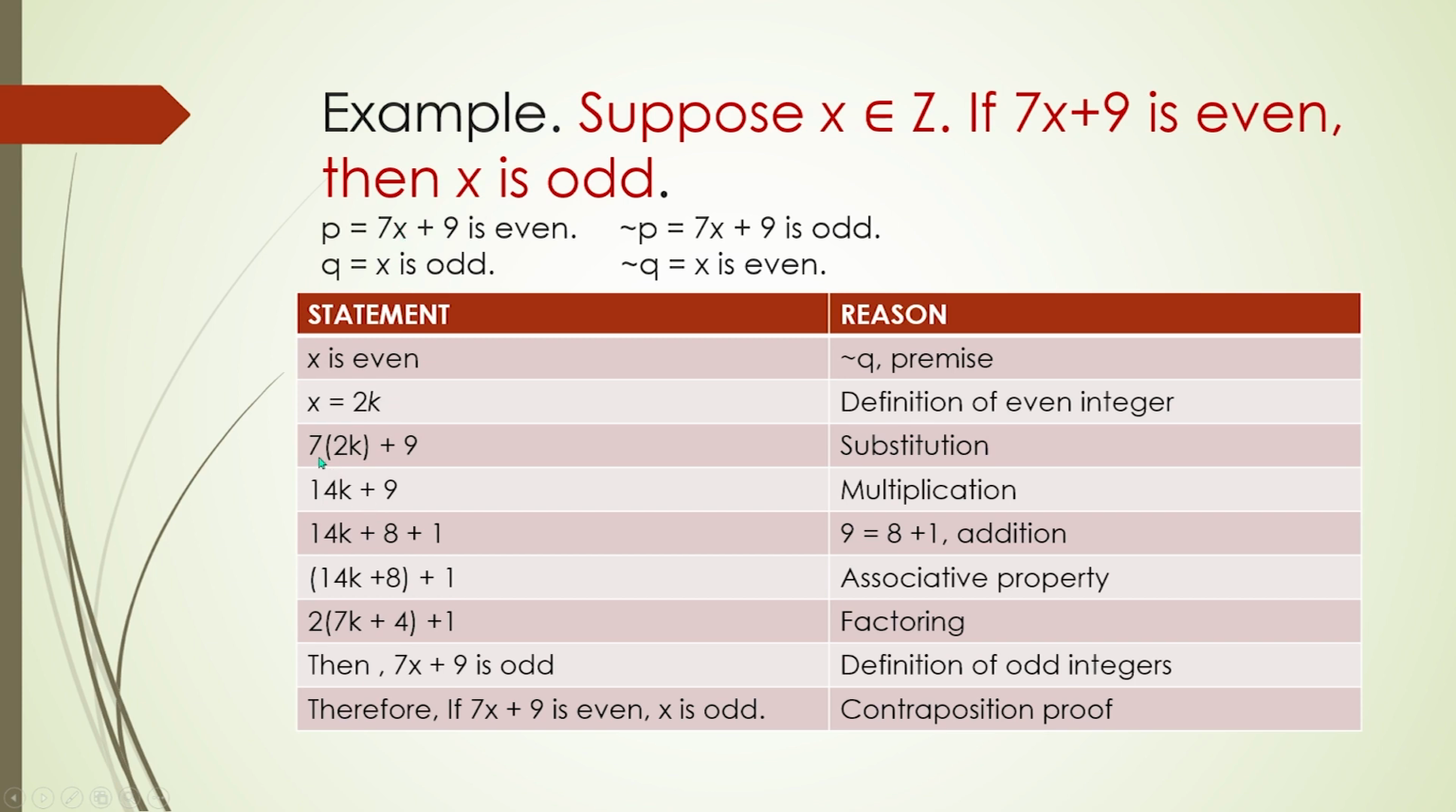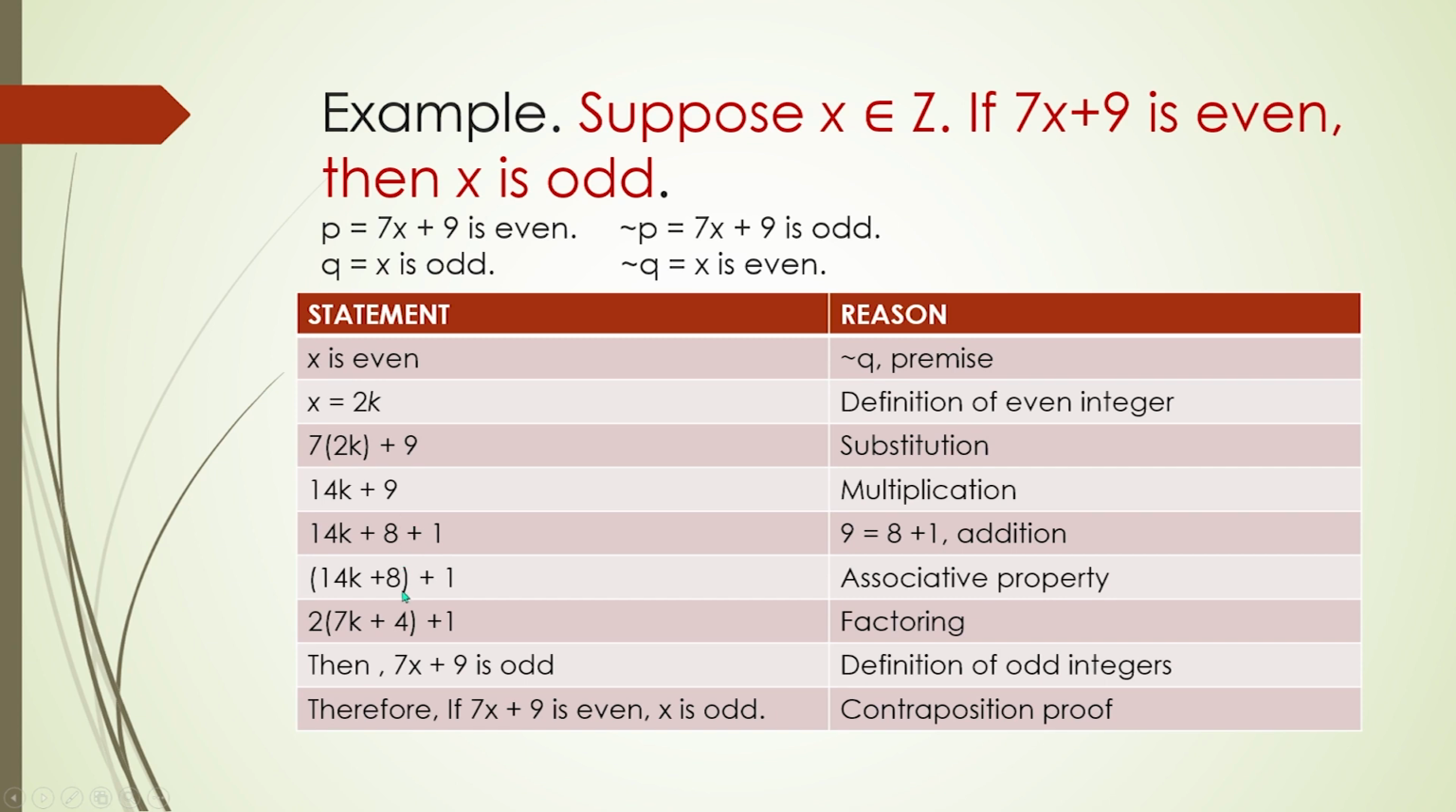Okay, so we have 7 times 2k, which was originally x here, plus 9. The reason for that is substitution, right? And then we multiply it. That's why we have 14k plus 9 by simple multiplication. And then we will just break 9 to 8 plus 1, and that's definition of addition actually. So 9 is equal to 8 plus 1. We didn't touch 14k, but we have broken 9 into 8 plus 1. So it's still the same.